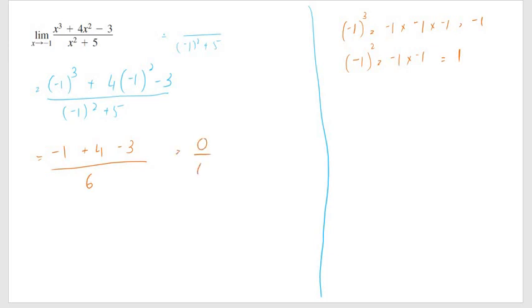So 0 over any number is equal to 0. The other way around, if it's any number over 0, this is not defined. So the answer here is 0. Let's go and do the next.